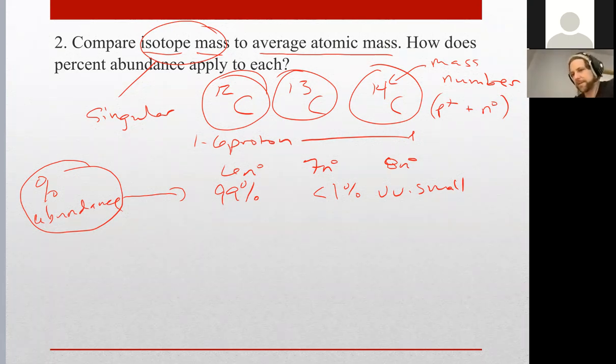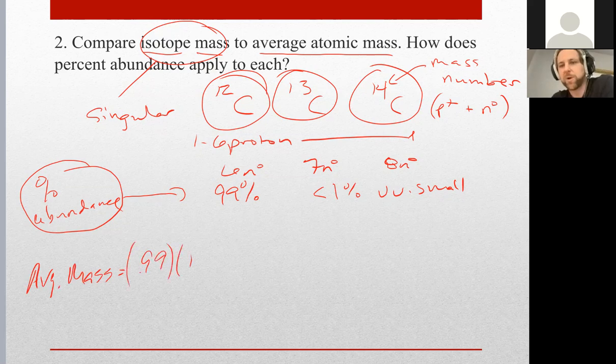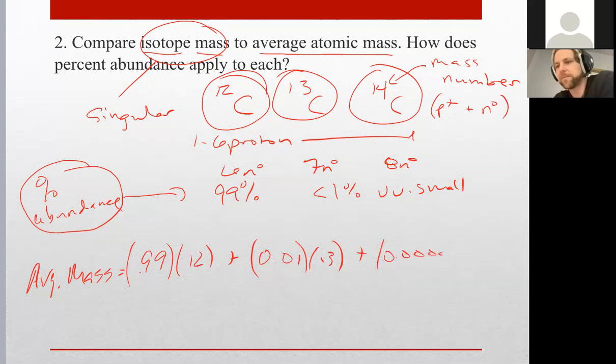An average atomic mass is an average of all isotopes based on the percent abundance. So to get this average mass, mathematically, we're going to take this 99% as a decimal and multiply it by 12, which is the mass number there. And we're going to add it to the 1% times the mass number 13, plus the significantly smaller percentage for isotope 14. If we add all these together, we're going to get this average mass, which for carbon is about 12.01. And that's going to be units of grams per mole, as we'll see later.